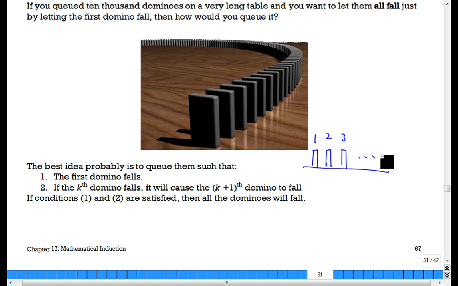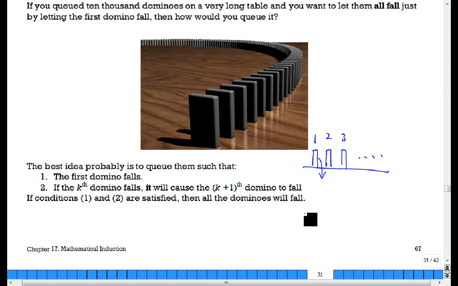First, if my first domino were to fall, that is a good start. But if my first domino is here and my second domino is here, this thing falls, second domino doesn't fall, that's not a good start, it's never enough. How do we ensure that all of them fall? I ensure that the first one falls.